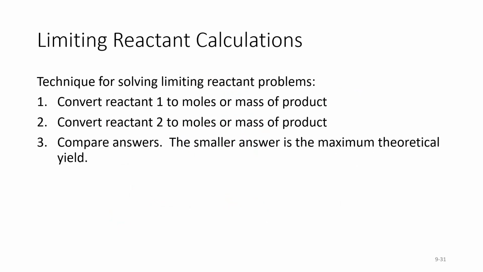So how do we figure out what the limiting reactant is? First, convert reactant 1 to moles or mass of the product. Then convert reactant 2 to moles or mass of the product. Compare the answers. The smaller answer is the maximum theoretical yield.